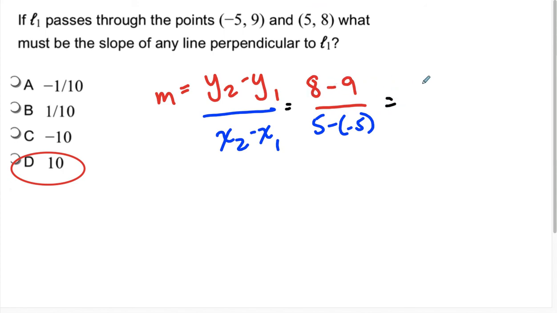8 minus 9 is -1. Okay, 5 minus -5 is +10. So the slope of this line is -1 over 10. The opposite reciprocal of -1 over 10 is +10. All right, and that is it.